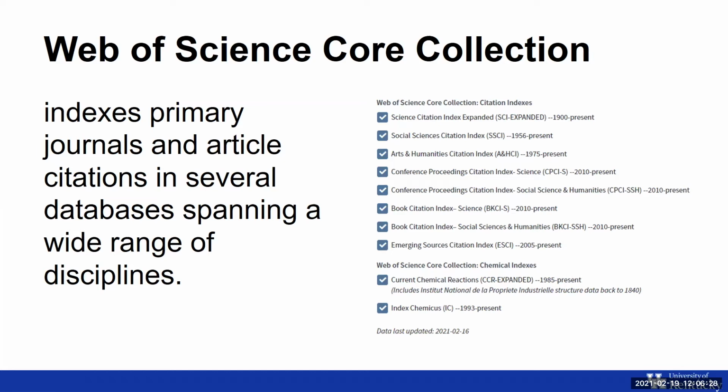However, when you're searching content, in order to not get a ton of irrelevant results, you want to make sure that you have selected which databases you want to search within Web of Science. And then within the Web of Science core collection, you want to make sure that you're searching the correct ones. So once we get to that part of the interface, I'll show you how you can select and deselect those.